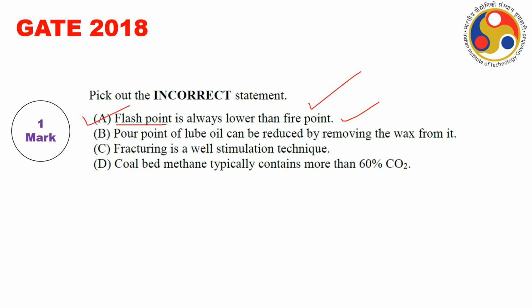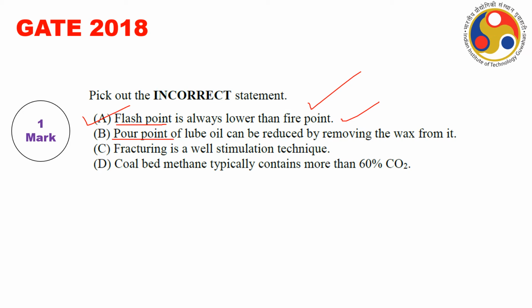Okay. Second point, option B. Pour point of lube oil can be reduced by removing wax from it. Is this correct or wrong? Pour point is the minimum temperature below which the fluid ceases to flow. So above that temperature only we can see the fluid flowing with little or least viscosity.